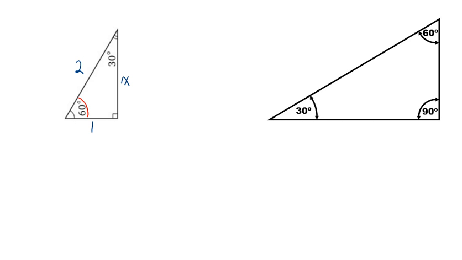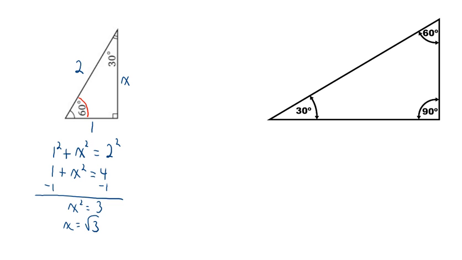All right, and the Pythagorean theorem says that leg squared plus leg squared equals hypotenuse squared. 1 squared is 1. 2 squared is 4. I have the result that x squared equals 3. And that medium leg is exactly the square root of 3 feet long. All right?